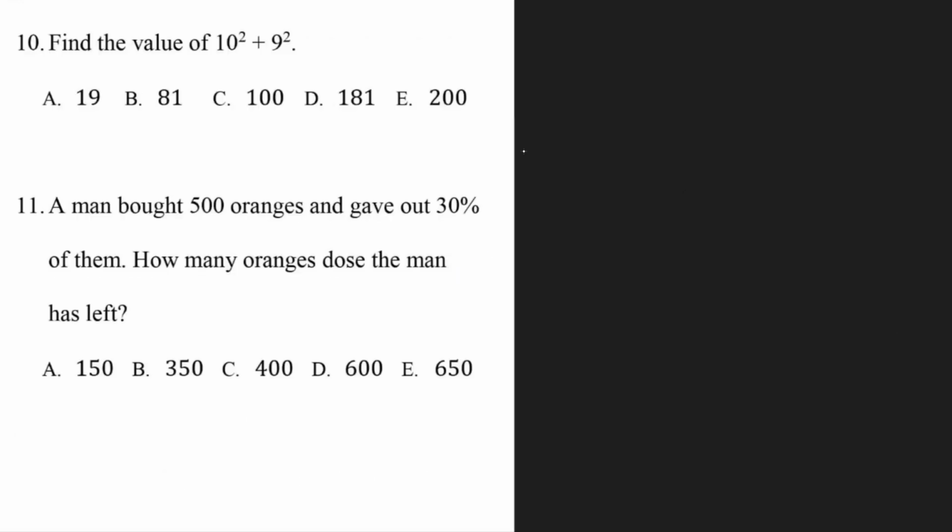Alright, question 10 says find the value of 10 square plus 9 square. This is very simple. What is the meaning of 10 square? That means 10 in two places, which is 10 times 10. Remember that it is not 10 times 2, because that's the mistake that a lot of pupils are making. It's 10 times 10, not 10 times 2, right? So 10 in two places plus 9 in two places. That's 9 times 9, right?